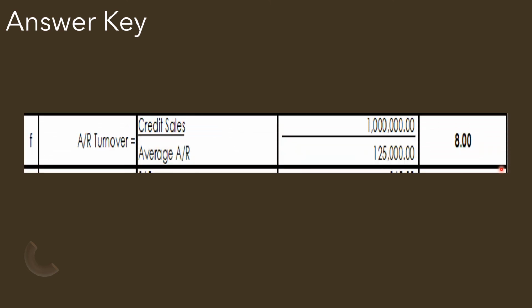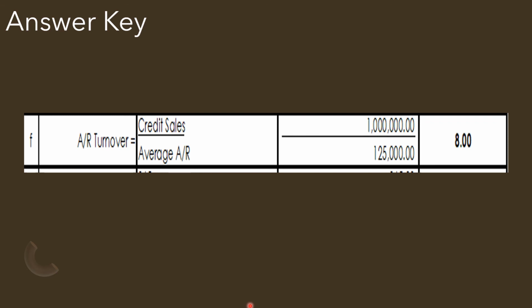Next, AR turnover. For AR turnover, it's your credit sales over average AR. Well, there are no other information regarding your sales. So, sabi lang doon, we assume that the sales or the net sales are all credit. So, kaya 1 million na agad yung ginamit natin dito. But be careful kasi not all the time is ganito yung scenario.